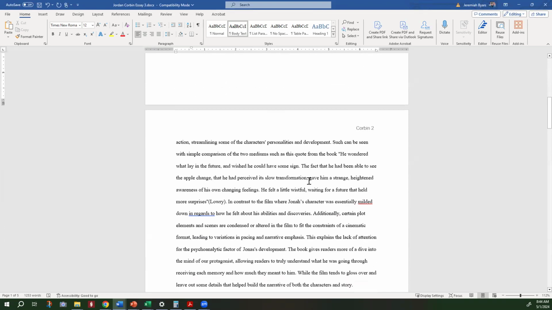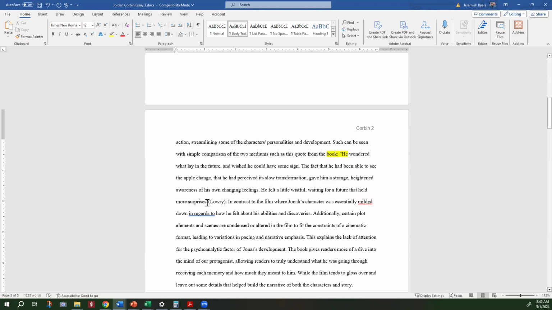Such can be seen with simple comparison of the two meanings, such as this quote from the book. This is a complete sentence. This is a complete sentence. Therefore, you have to have punctuation between them. You have a colon. Again, last week I went over a live edit of some papers and I discussed how to integrate quotes better than just saying, oh, look at this quote. So this is an error.